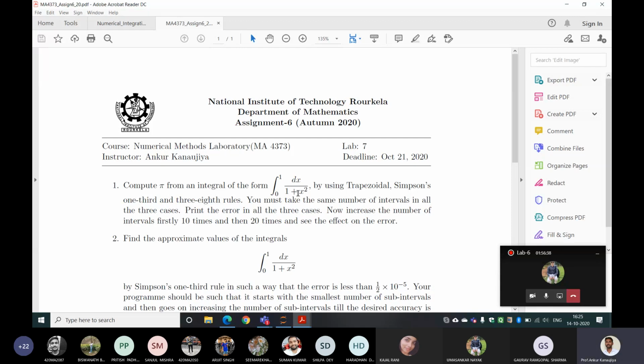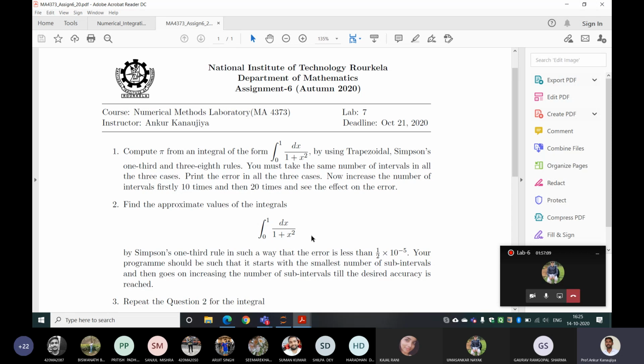So can you give me one choice which will fit all 3? 6. The multiple of 6. Yeah, so you can take 6 or 12 or 18. Whatever you start with, the next time you have to multiply by 10. If you started with 6, then you have to take 60, 10 times, then 20 times, 120, 6 into 20, and then see the effect. That means how close you are getting to pi. So here you are limited, you are going up to 10 and 20 times.